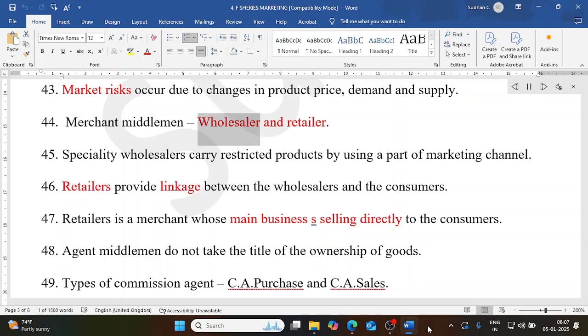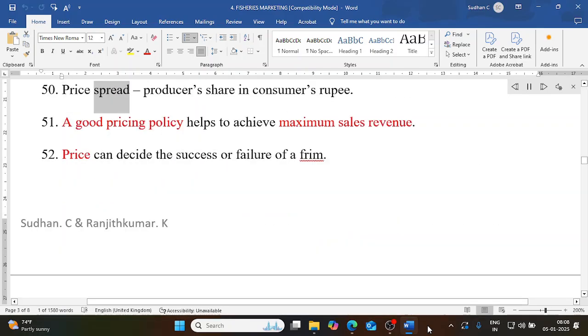Merchant middlemen: wholesaler and retailer. Specialty wholesalers carry restricted products, using a part of the marketing channel. Retailers provide linkage between the wholesalers and the consumers. A retailer is a merchant whose main business is selling directly to the consumers. Agent middlemen do not take the title of ownership of goods. Types of commission agent: C.A. Purchase and C.A. Sales. Price spread: producer's share in the consumer's rupee.